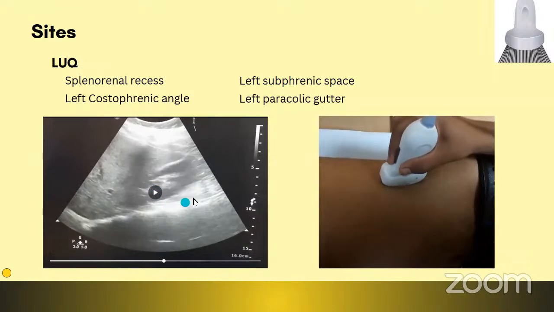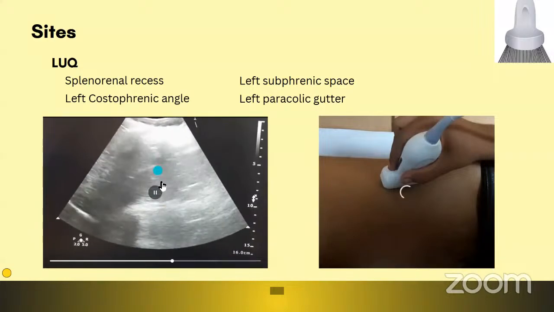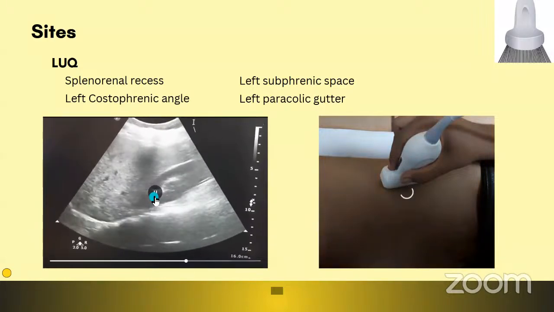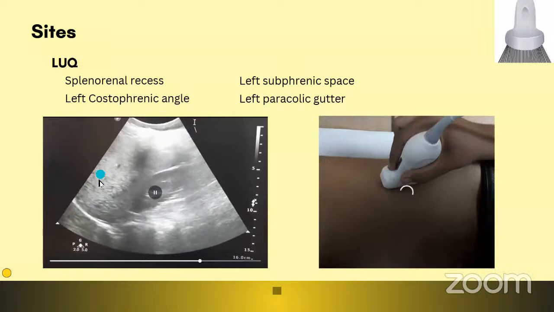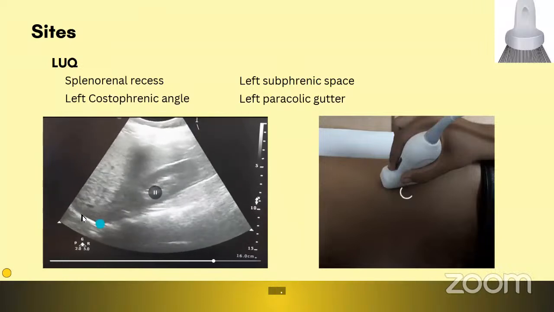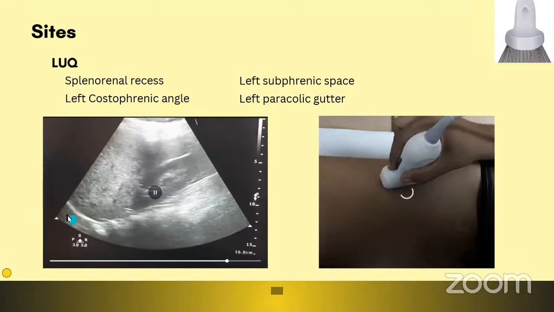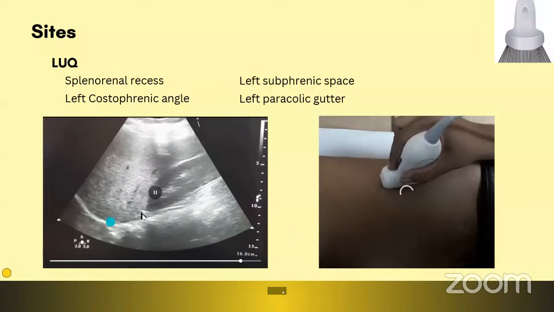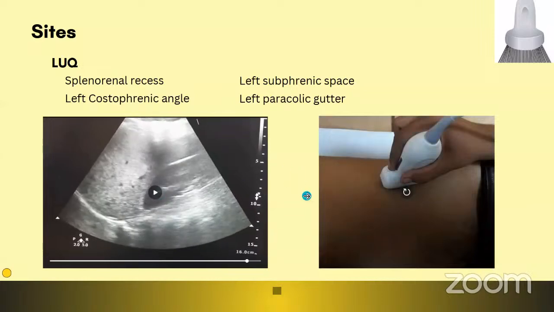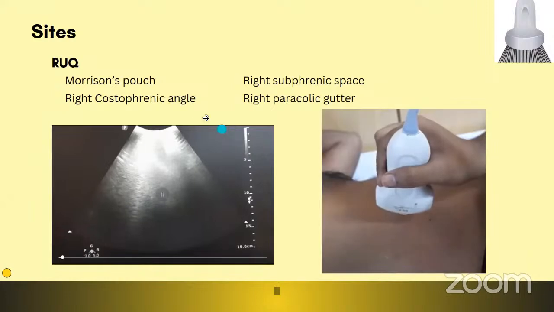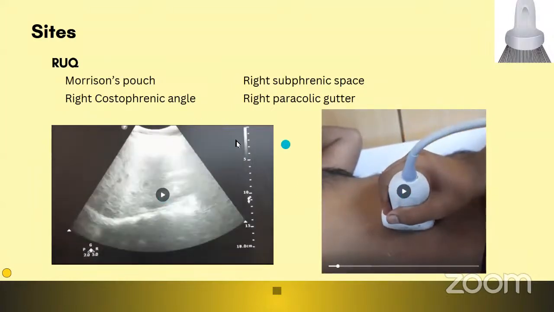Yeah, and this is the posterior acoustic enhancement caused by the kidney. This is the spleen, and this is the left costophrenic angle. Here you can appreciate fluid in case of pleural effusion. Fine, got it? And talking about the other structures which we could appreciate, we have something called Morrison's pouch.